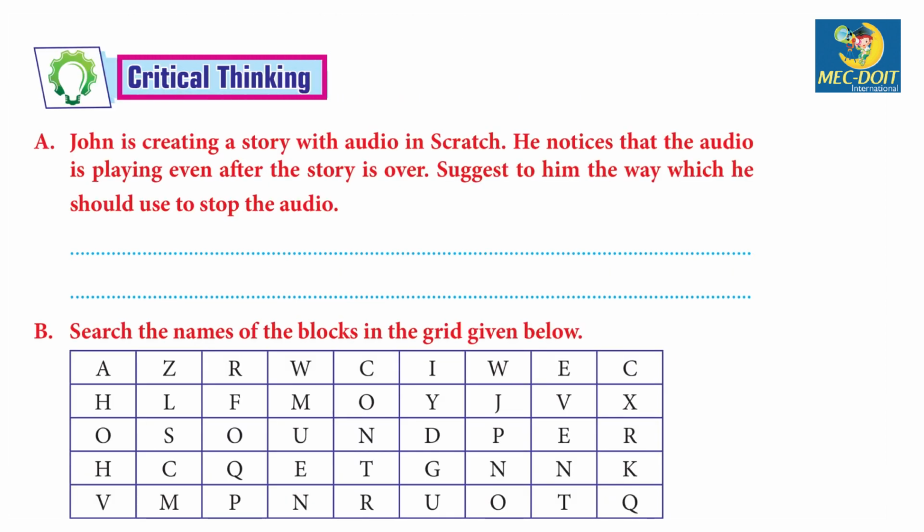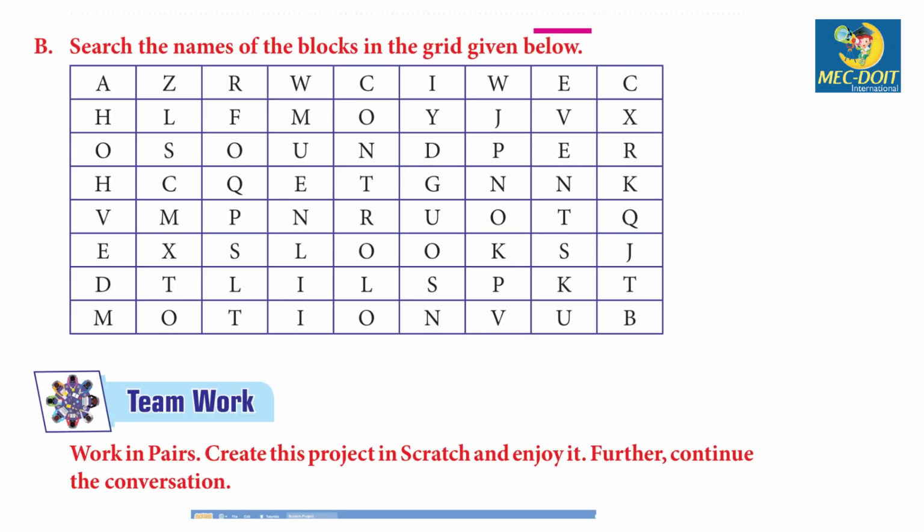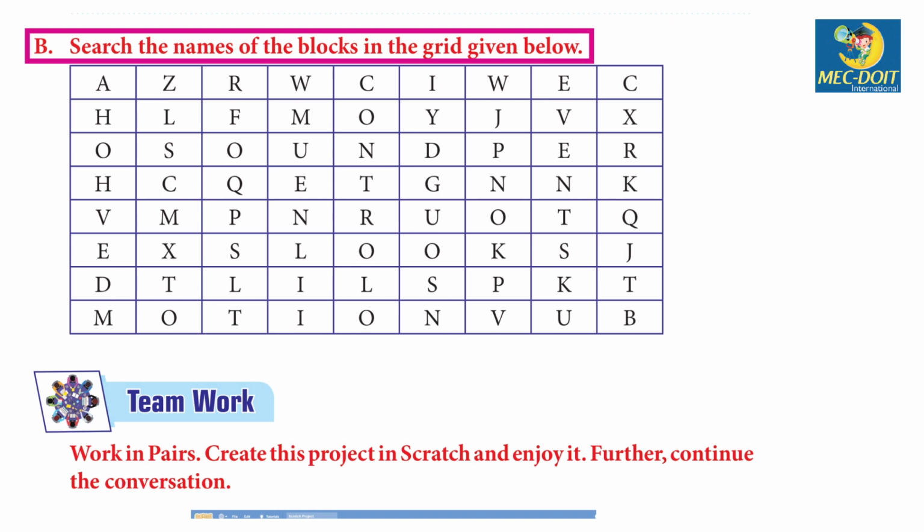Critical thinking. A. John is creating a story with audio in Scratch. He notices that the audio is playing even after the story is over. Suggest to him the way which he should use to stop the audio. Answer. To stop all sounds being played on all sprites, use the Stop All Sounds block. B. Search the name of the blocks in the grid given below. Answer. Sound, control, pen, events, looks, motion.